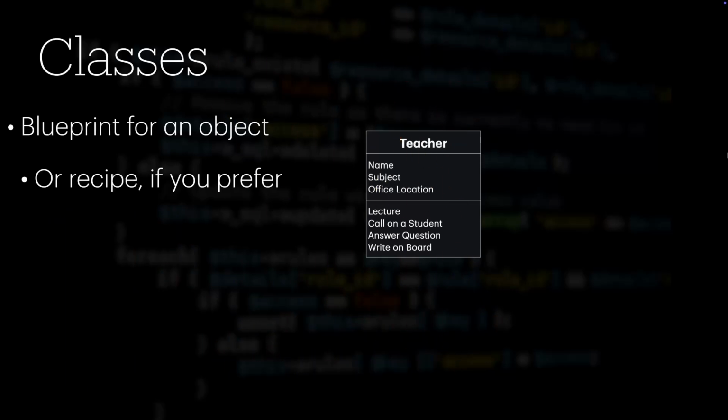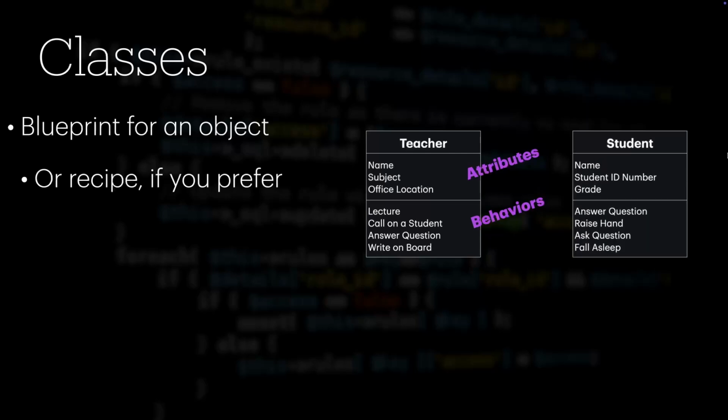Below the class name, we're going to list the things we need to keep track of related to a teacher. A teacher has a name, a subject, an office number, and you can imagine a bunch of other things. These are the things that make an individual teacher unique, and we call them attributes. Below the attributes will be all of the things a teacher can do or that we can do with a teacher. Lecture, call on a student, write on the board, and so on. We call these behaviors.